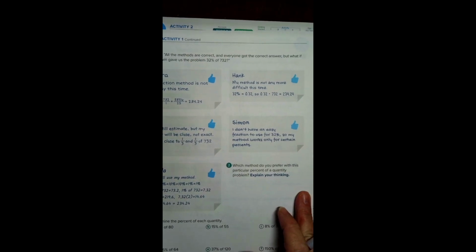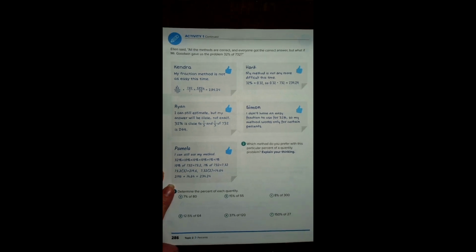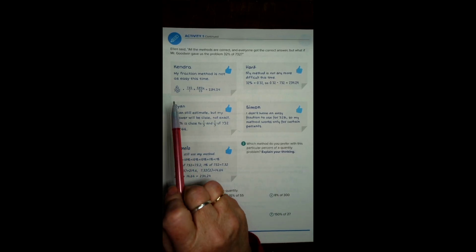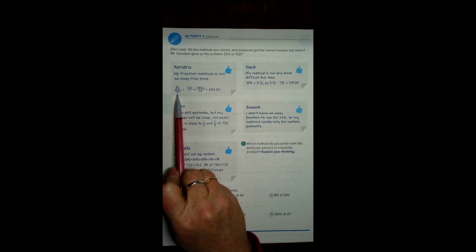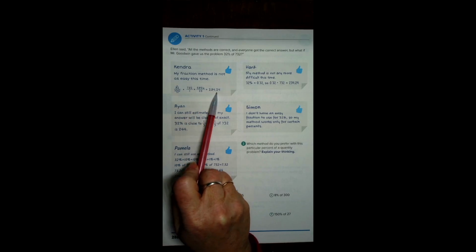I'm going to move on to page 286, finishing activity 1. Ellen said, all the methods are correct and everyone got the correct answer, but what if Mr. Goodwin gave us the problem 32% of 732? So let's take a look at everybody's method then. Kendra says, my fraction method is not as easy this time. So 32% is 32 over 100 times 732. That's not quite as easy.